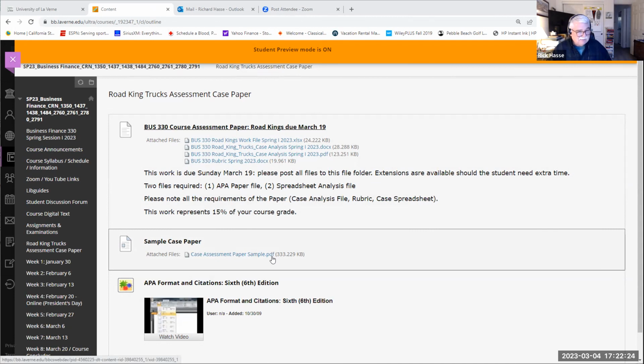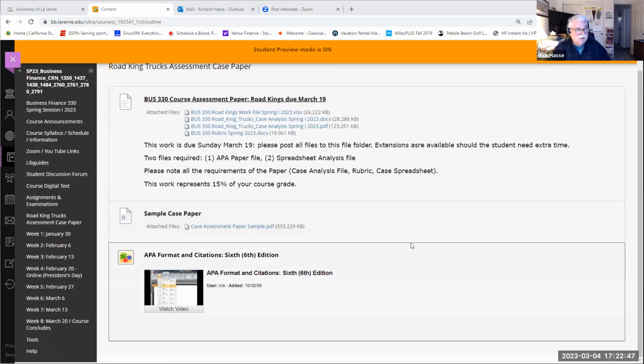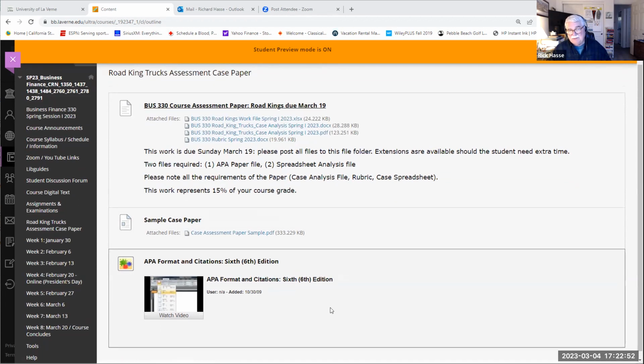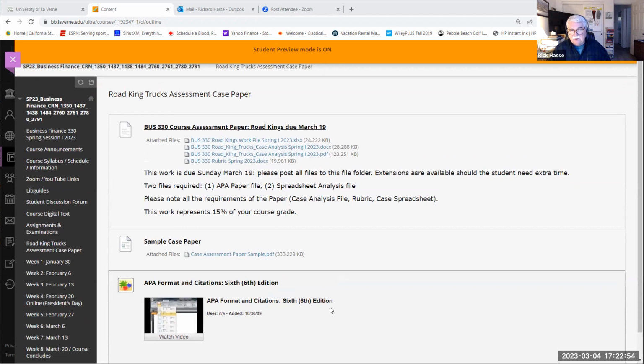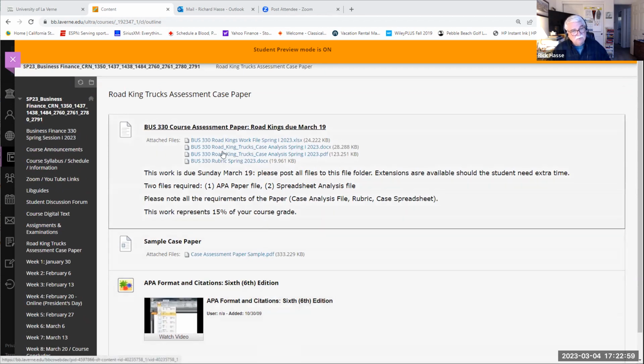Now, it's a different case, different numbers, different things, but it gives you the format, which is important, of the APA, which I'm looking for. Title page, abstract or course or project introduction page, references, all that sort of thing. So there's a sample case paper that you can download just to get a feel of what I'll be looking for. Also, if any of you have any experience with APA format, here's a video you can watch explaining that. But I will review all this in our class on Monday. But if you want to get a head start, take a look at this. It's ready to go right now.